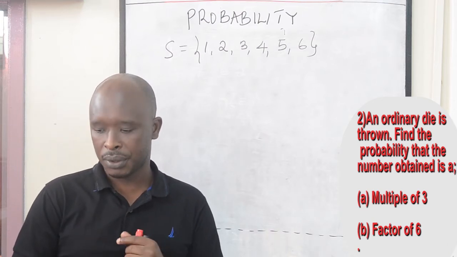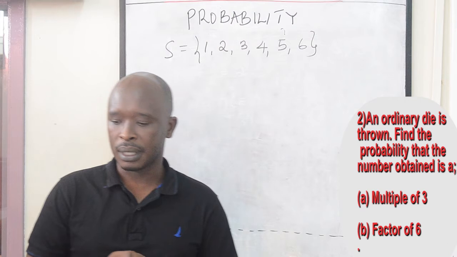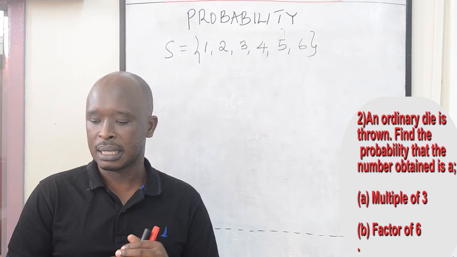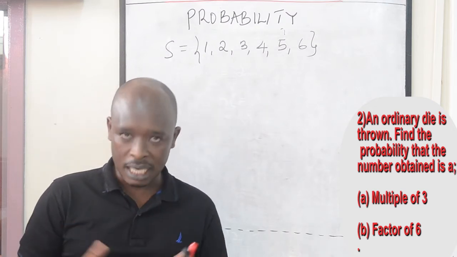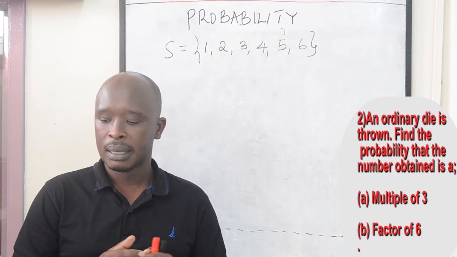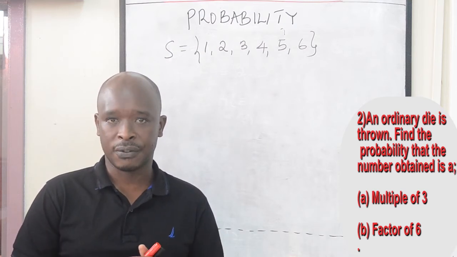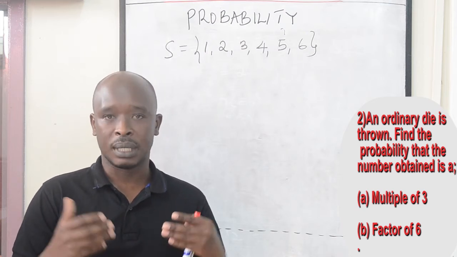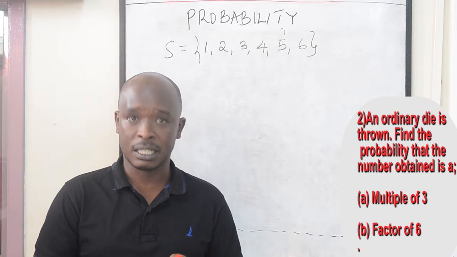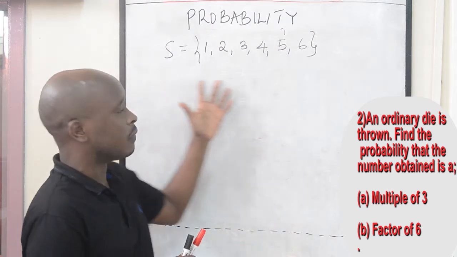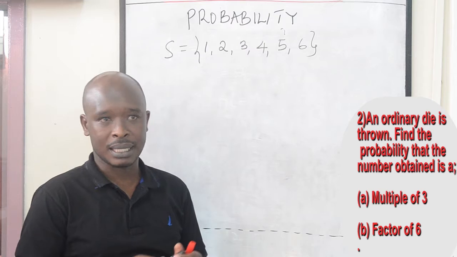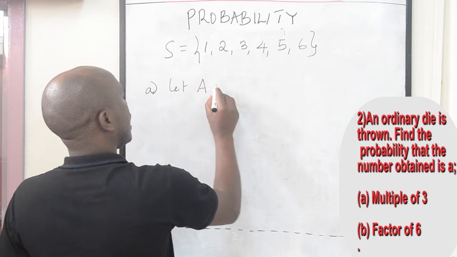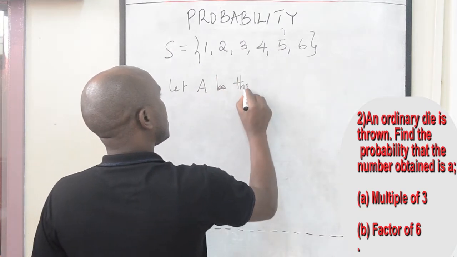So, an ordinary die, if it is thrown, they can ask you to find the probability of the number that will show up. For example, in this question, an ordinary die is thrown. Find the probability that the number obtained is a multiple of 3 for part A, is a factor of 6 for part B. So what we are going to do, we are going to determine how many multiples of 3 we are having out of the possible sample space. And in that case, for part A, I'm going to let A be the event.